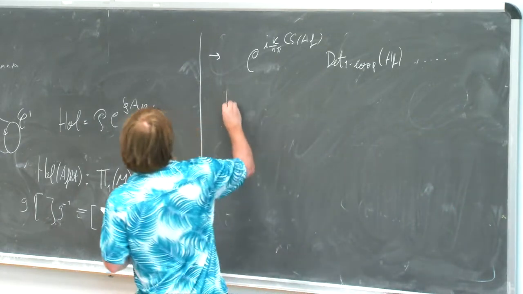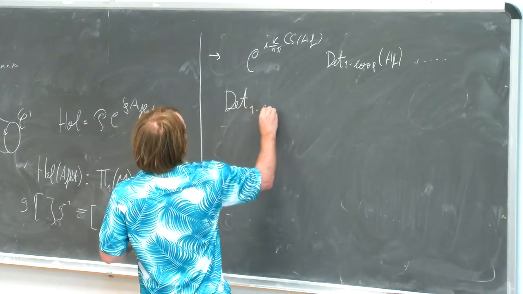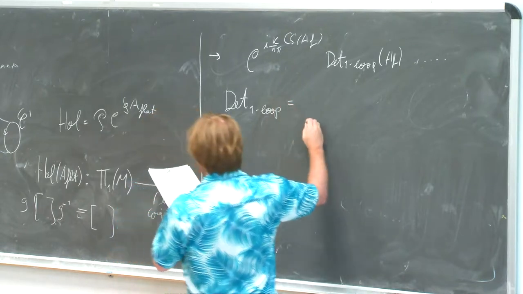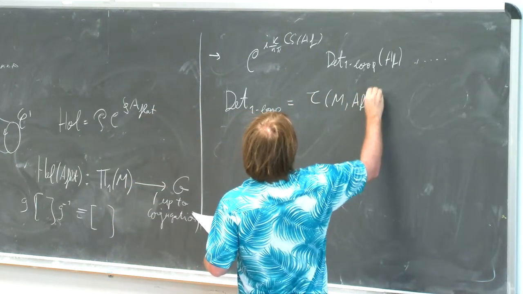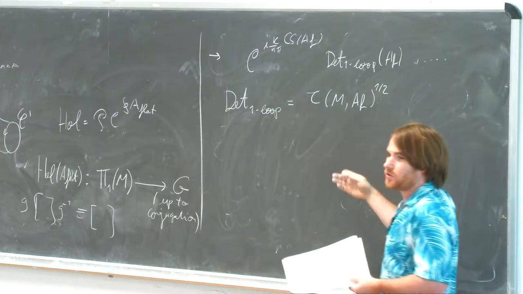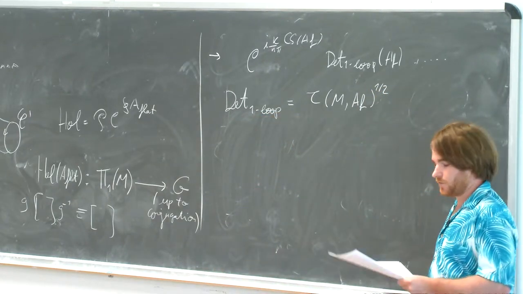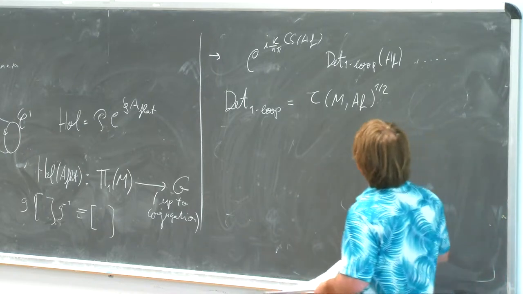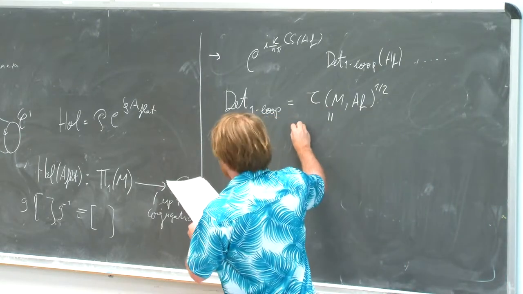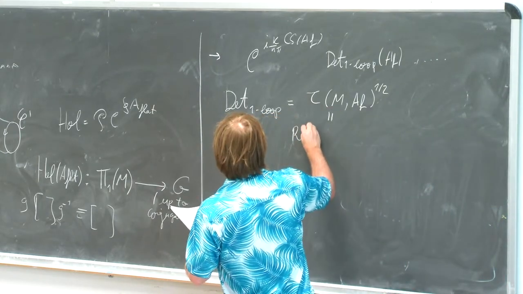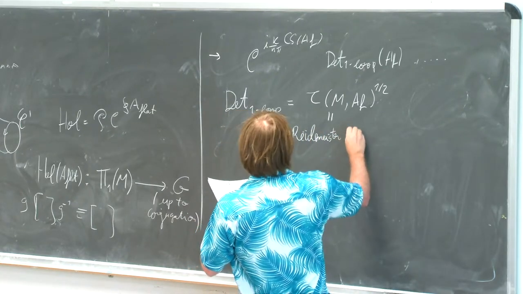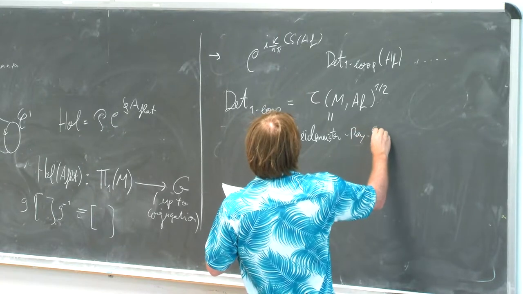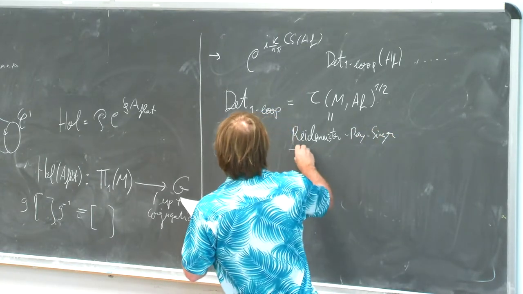And it's funny that this determinant, one loop, depends on something which is topological, and so independent of the metric that you have chosen to make the gauge fixing condition. So this thing is called the Reidemeister-Ray-Singer torsion.